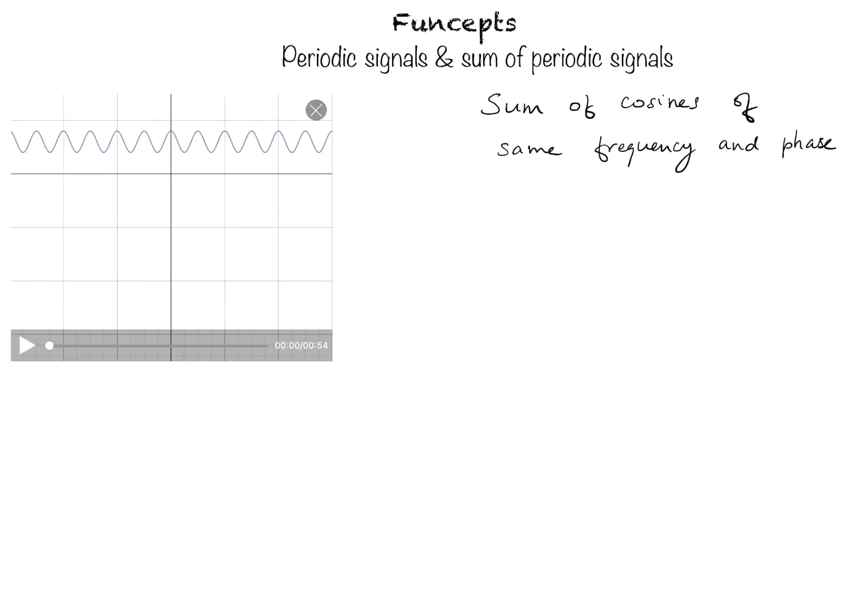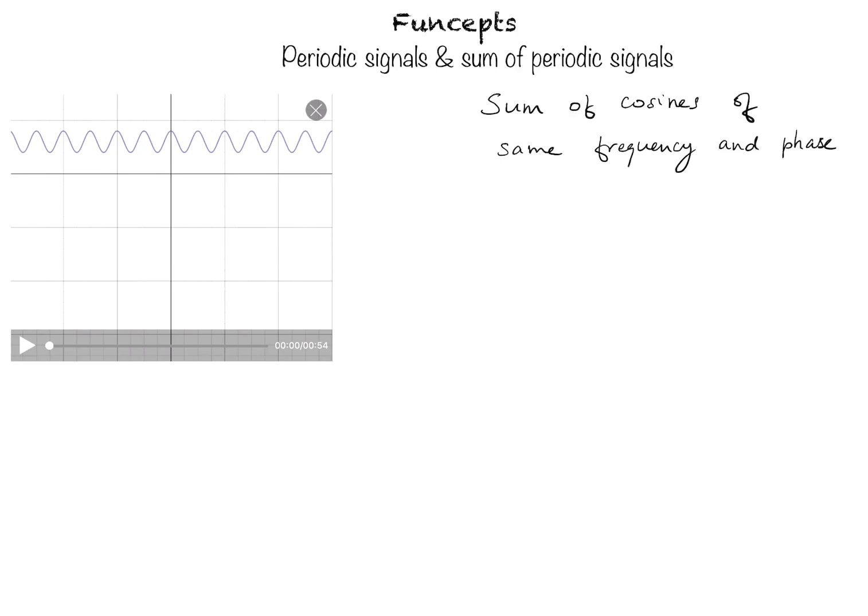Hi, in this video we will see the effect of adding up periodic signals, and we will do so with the help of several examples and illustrations. So the first example we are going to see is the sum of cosine waveforms.